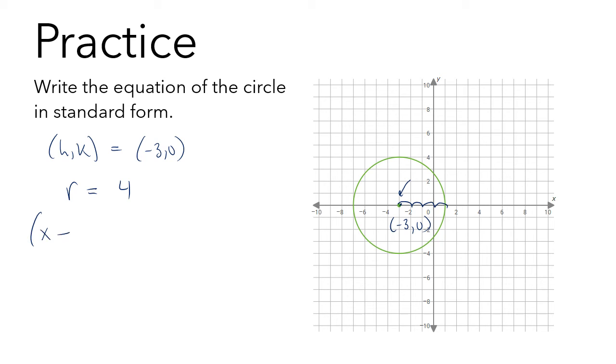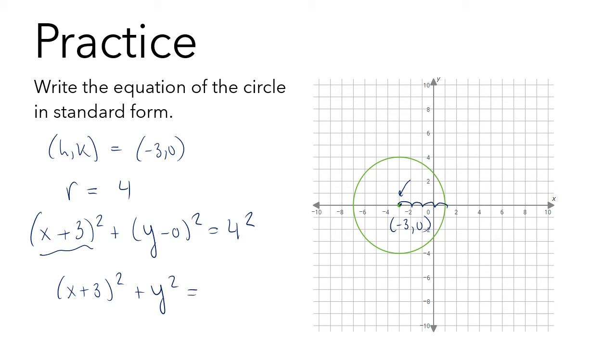x minus h, well, h is -3. Minus -3 turns into plus 3. So x plus 3 squared, and then y minus 0 squared equals 4 squared. y minus 0 simplifies to y squared, but x plus 3 will just stay as (x plus 3) squared. So I've got (x plus 3) squared plus y squared equals 4 squared, which is 16. This is my final answer.